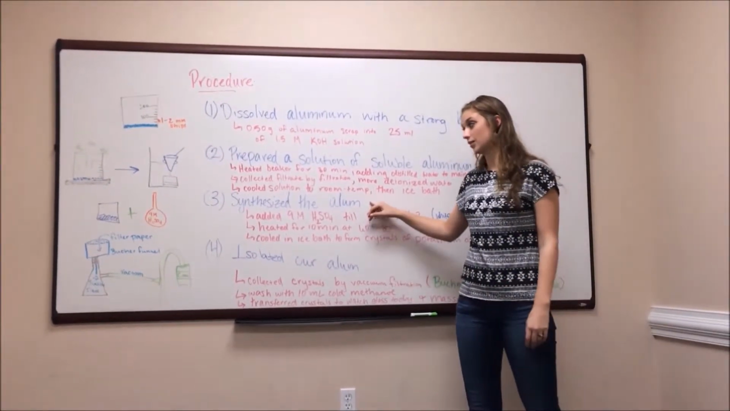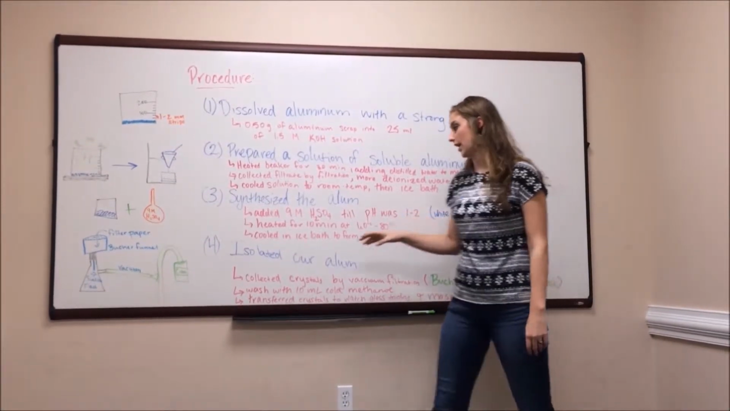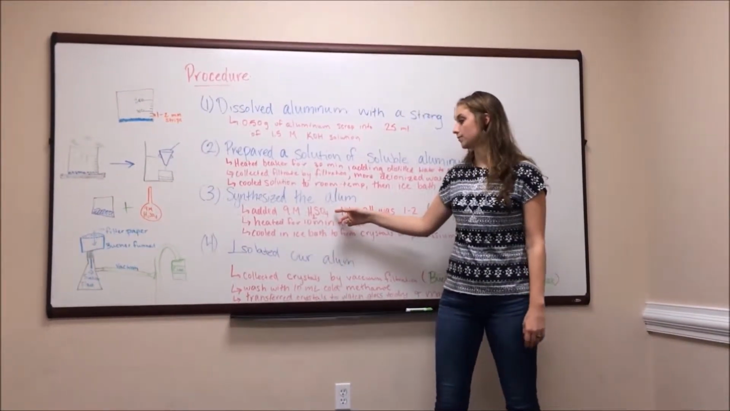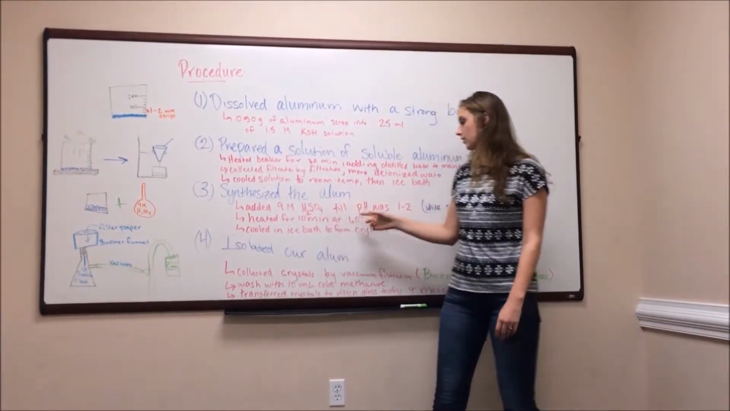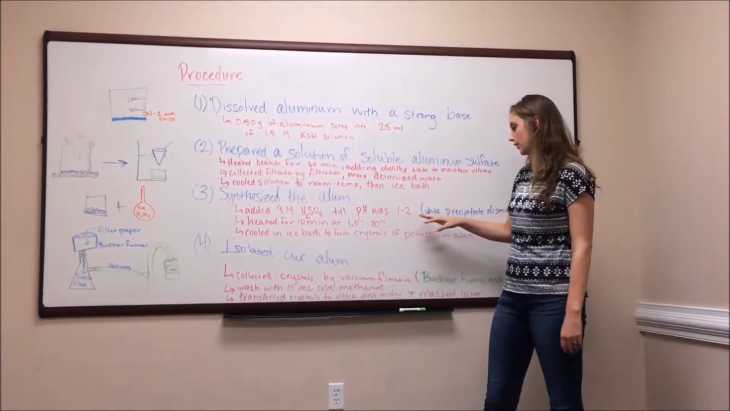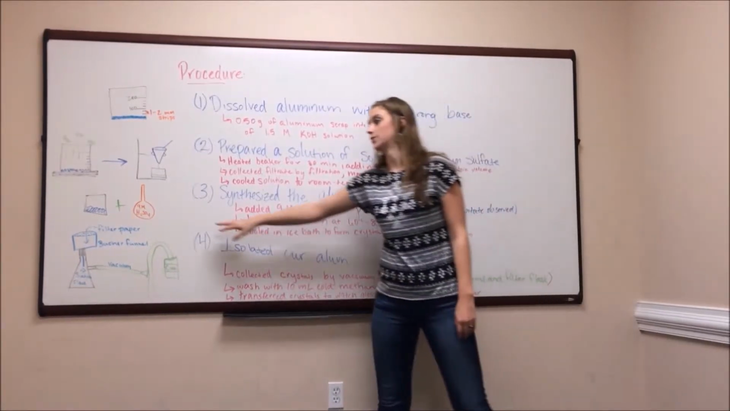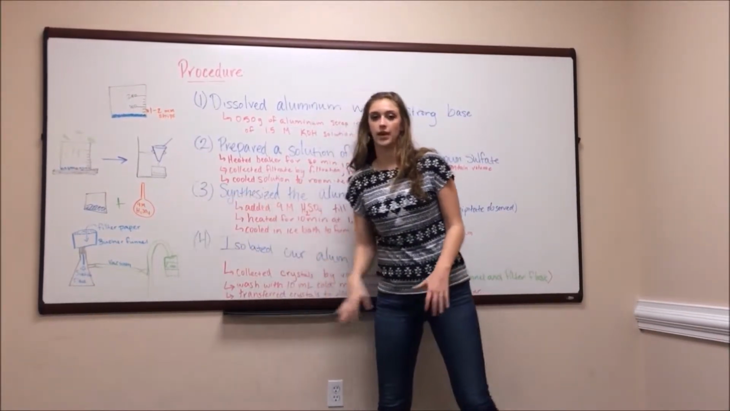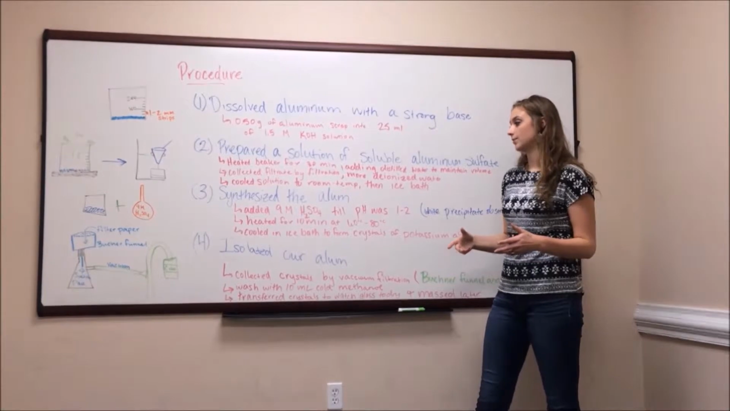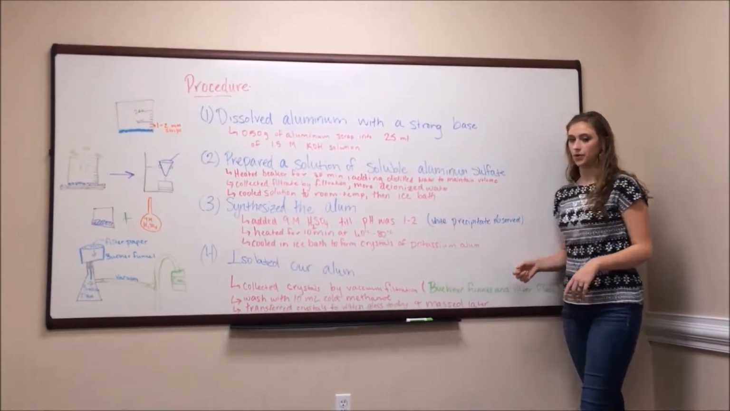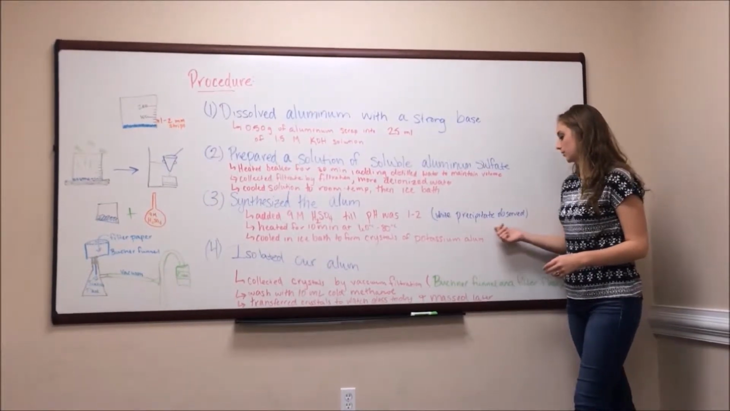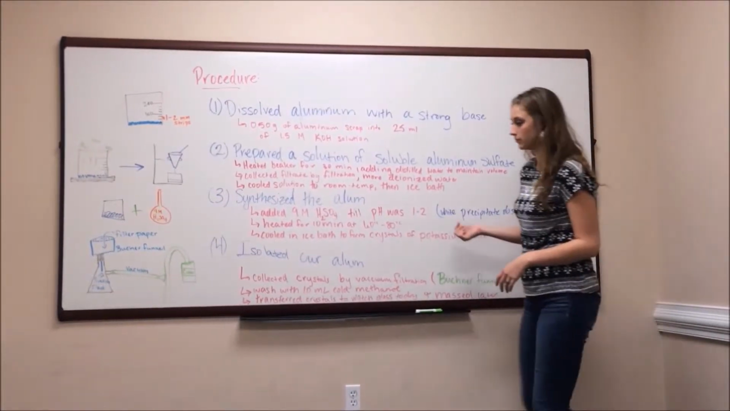Next, we synthesized the alum. So we added 9 molar H2SO4, or hydrogen sulfate, until the pH was around 1 to 2, as you can see demonstrated here. And we had to keep adding the hydrogen sulfate until it reached this. And part of our observations was that a white precipitate formed.